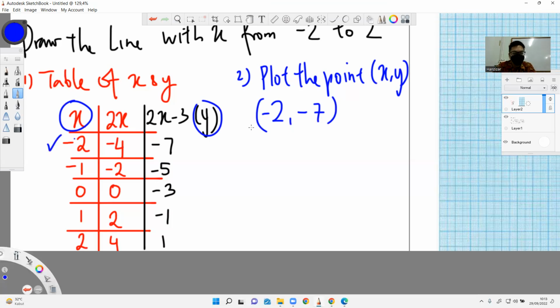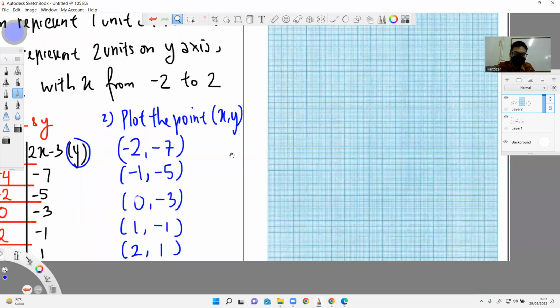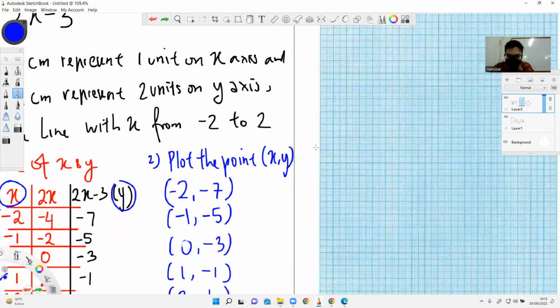Look at this point. And the next one, -1, -5. And then how about this? That's it. 1, -1, 2, 1. Okay? Then put on the points. Look at the idea here, guys. Using 1 cm to represent 1 unit on the x-axis means you start from -2. Let's say I put it here.